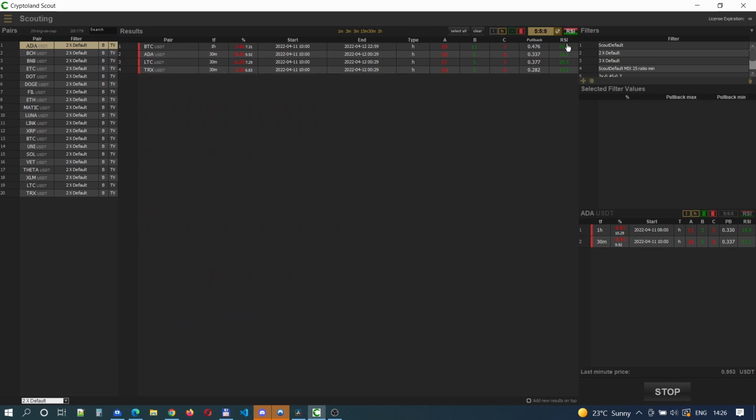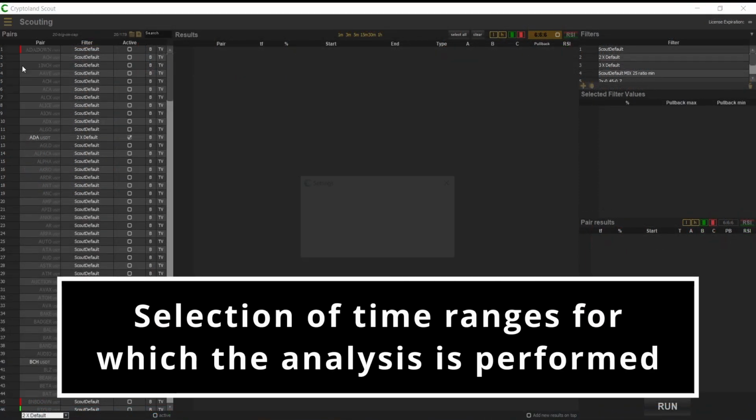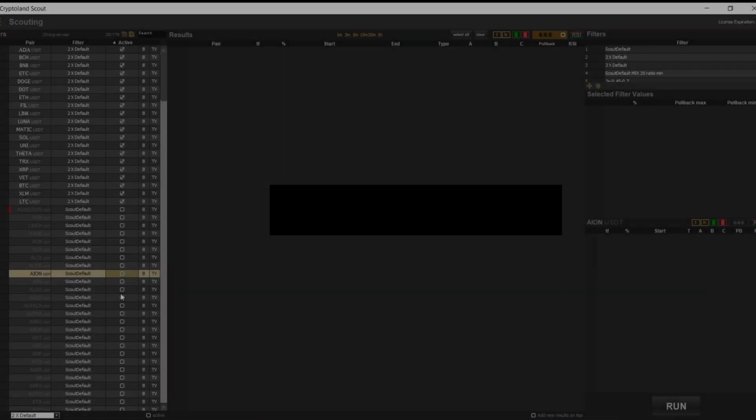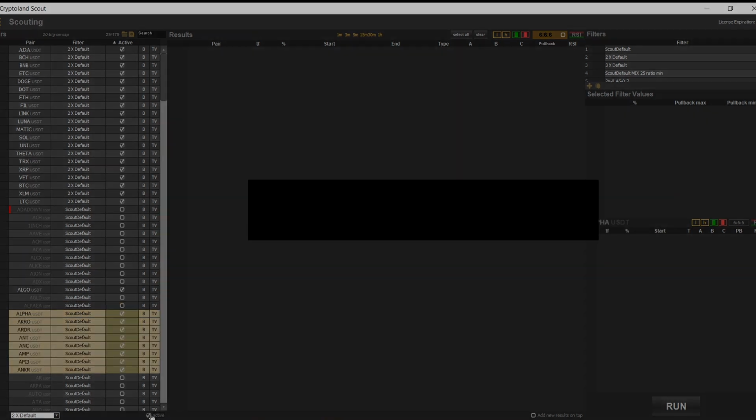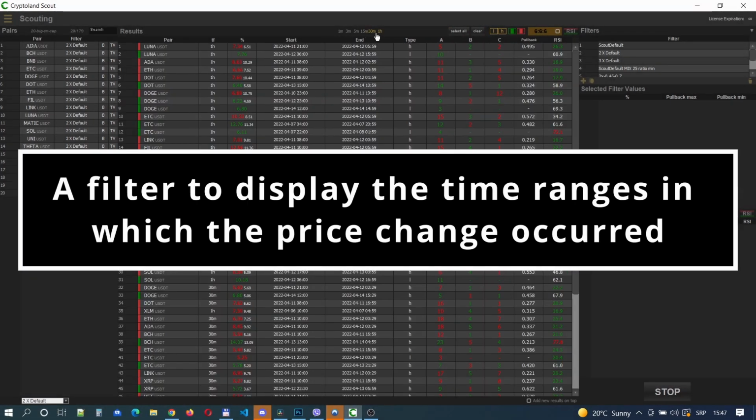There are several settings in the Cryptoland Scout. With these settings you will be able to very precisely define what kind of trading opportunity you are looking for. Here are the settings available to you. Selection of time ranges for which the analysis is performed. Currency pair filter. A filter to display the time ranges in which the price change occurred.